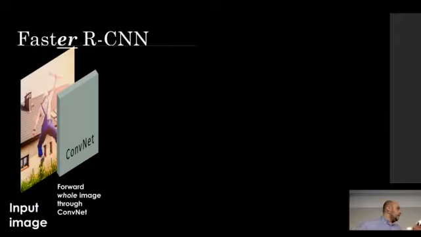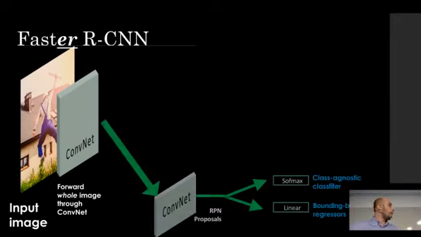So it has 2 heads, 2 sibling networks. The first step is as in Fast RCNN. We push the image through the convolutional layers for feature extraction, and then we take 2 routes. The green one, and I will show you the other one. The green one here is called the region proposal network, which has 2 outputs. The first output is a binary classifier, which tells you whether this region contains an object or not.